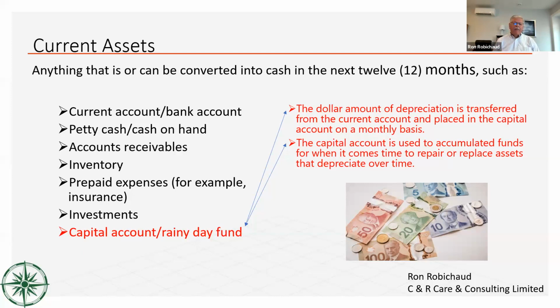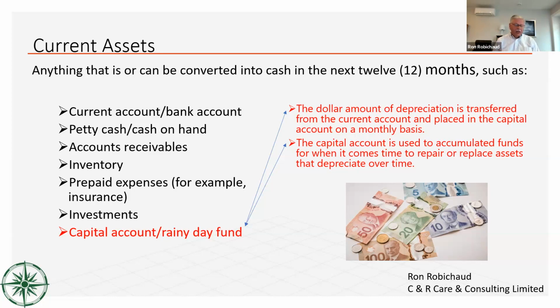And lastly is the capital account. It's sort of like the rainy day fund. So the capital account, again, this is what successful businesses are doing. When we look at depreciation, it's what we call a non-cash outlay expense. So we buy something and we depreciate it over time. And so the amount of depreciation is actually an expense that goes onto your income statement, and it's a legitimate expense, but we didn't actually pay out cash for it.